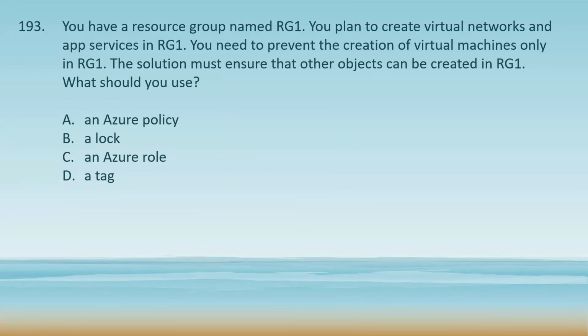To prevent creation of virtual machines, specifically in a resource group, you can use Azure policy. Azure policies are a type of resource governance mechanism that allows you to enforce specific rules and conditions on your Azure resources. In this case, you can create a custom Azure policy that denies the creation of virtual machines in the specified resource group, which is RG1 in this case.